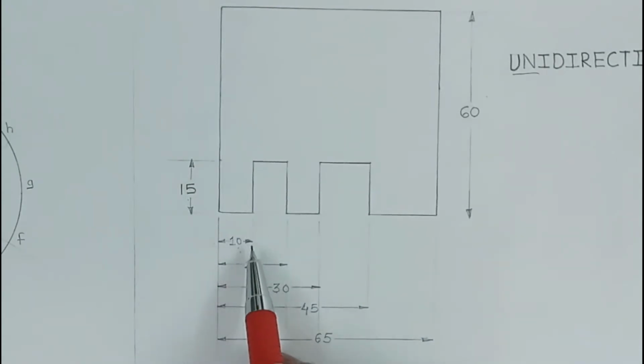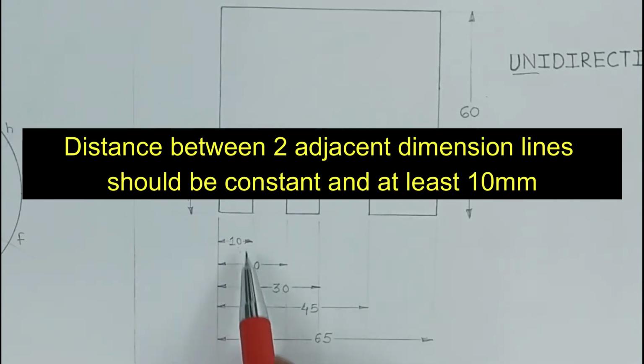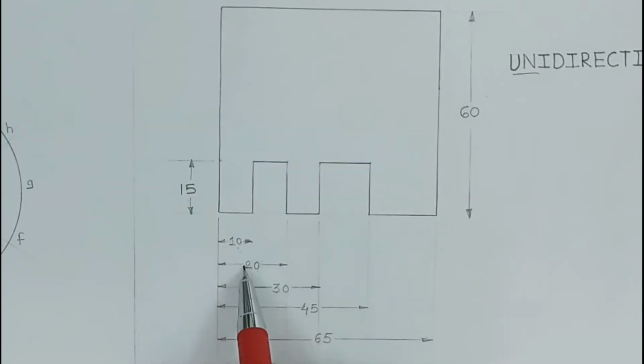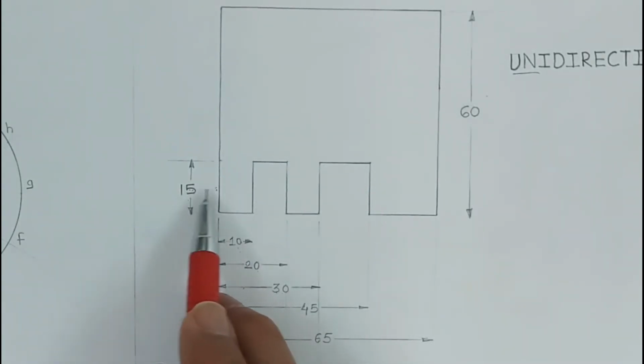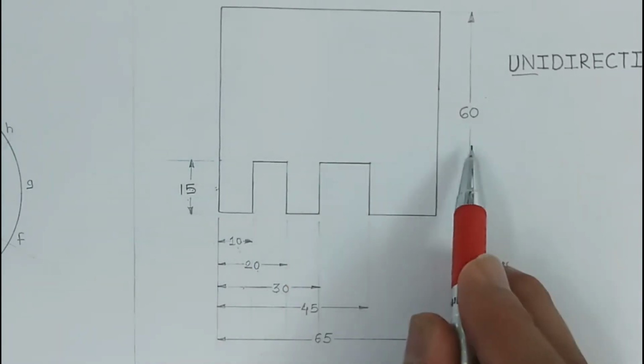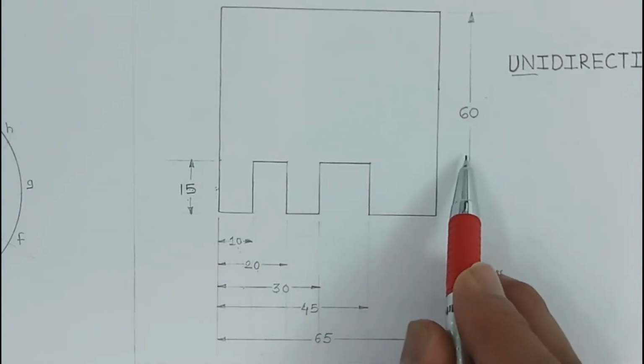And here we can see when I go for giving these dimensions, the distance between two lines should also be constant and should be minimum 10 mm. We should not vary this distance. So here this distance is 10 mm, then the distance between these two lines is again 10 mm, then this is again 10 mm and so on. In this case, if I think of this dimension, it is placed at least 10 mm away from the object line. Even this is also 10 mm away from the object line.